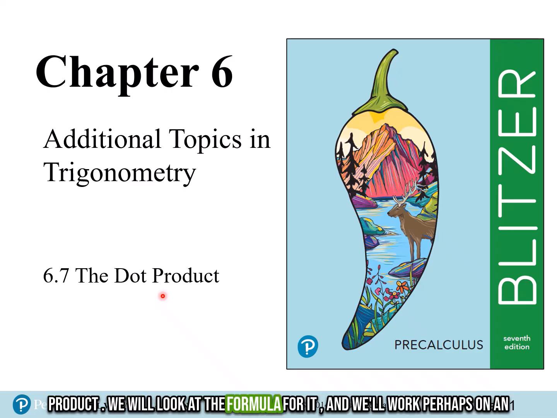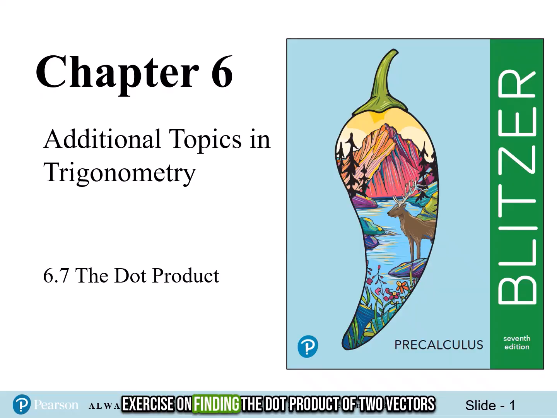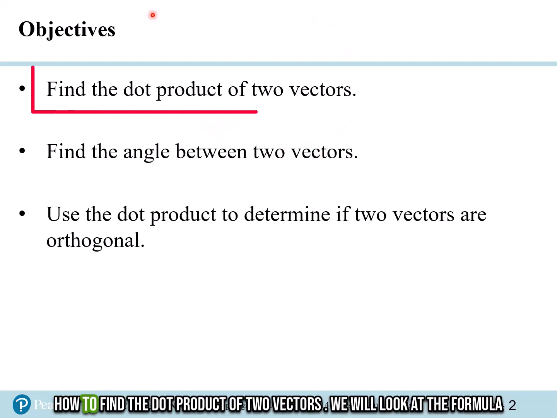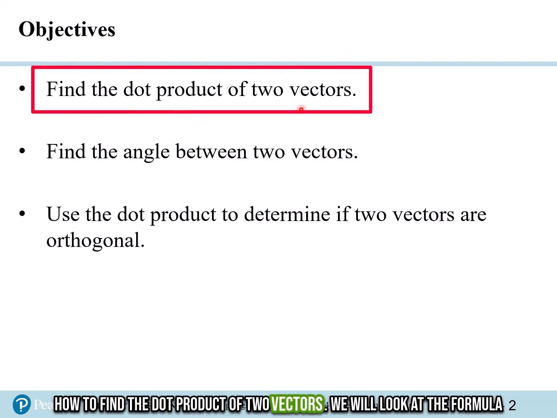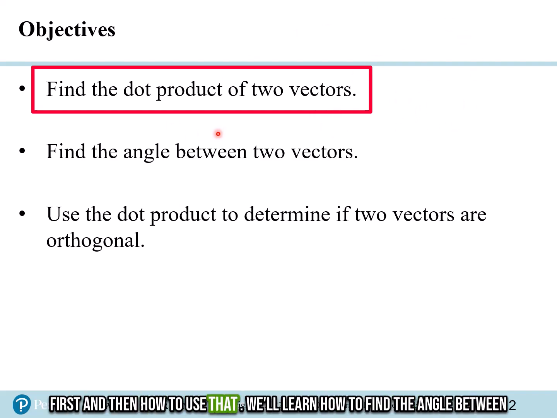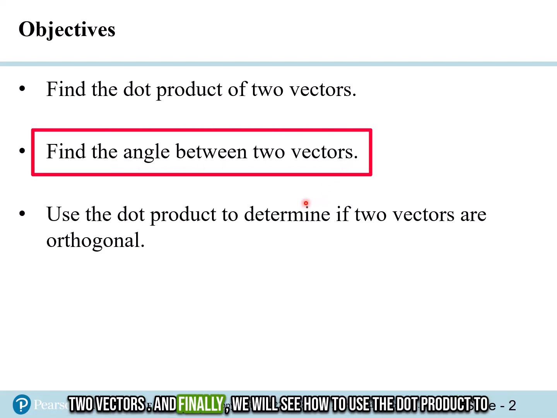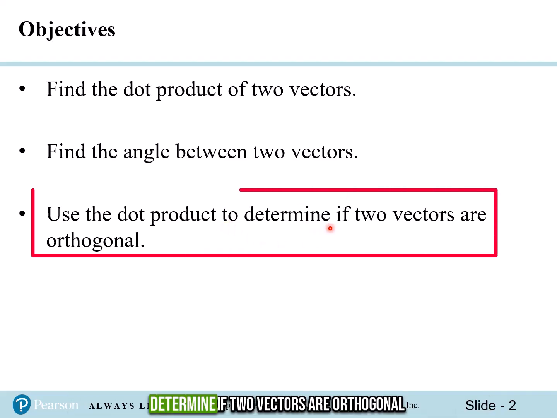We will look at the formula for it, and we'll work perhaps on an exercise on finding the dot product of two vectors. Here are the topics that will be covered in this lecture. We'll first learn how to find the dot product of two vectors. We will look at the formula first and then how to use that. We'll learn how to find the angle between two vectors. And finally, we will see how to use the dot product to determine if two vectors are orthogonal.